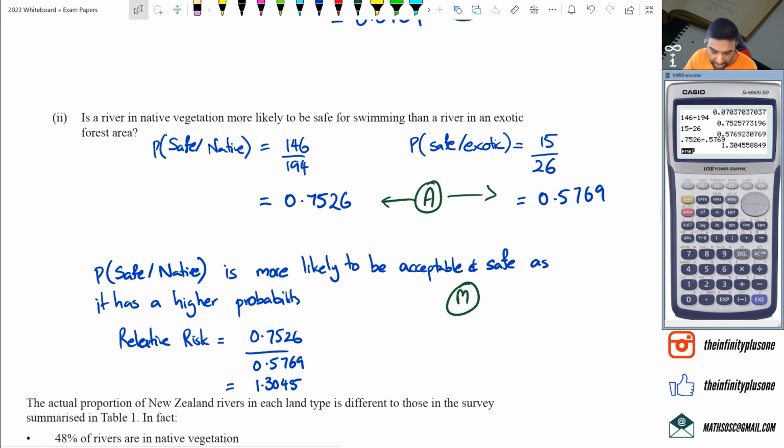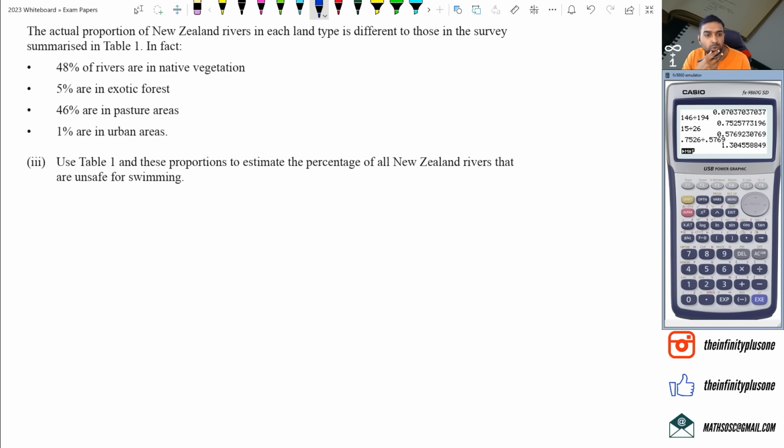All right, so next question. For this question, we've been given the actual proportion of rivers here, but we need to figure out what's all unsafe for swimming, right? So we need to go back to the original table. I'm going to write down all the four types first. We've got native vegetation, exotic, pasture, and urban.